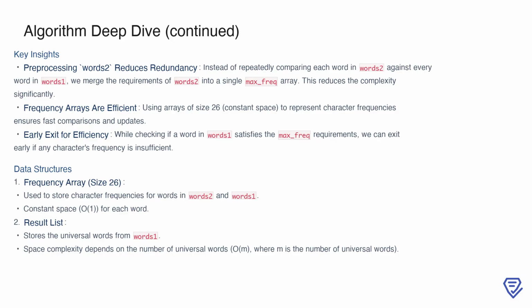The algorithm also relies on two main data structures: the frequency array, which is space efficient at a constant size, and the result list, which dynamically stores the universal words. Together, these structures ensure the solution is both time efficient and space efficient.